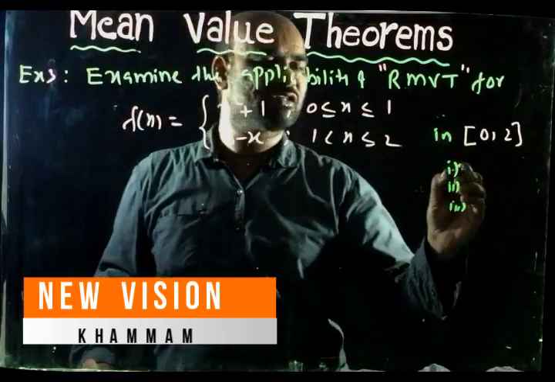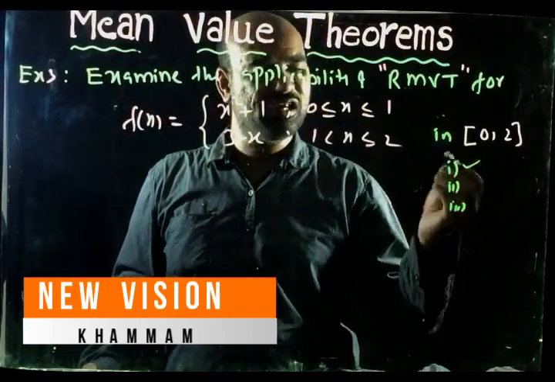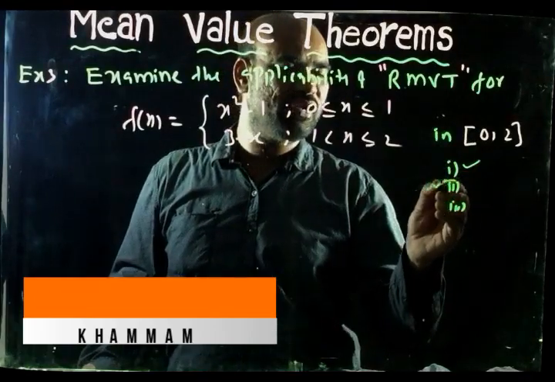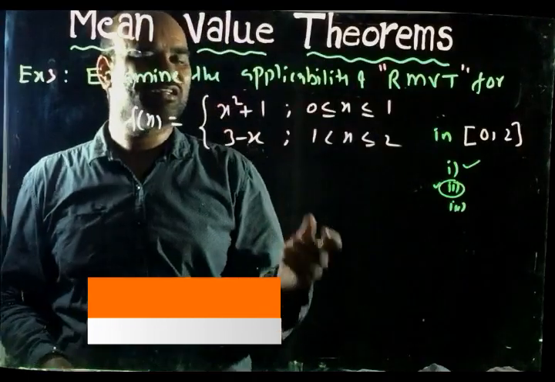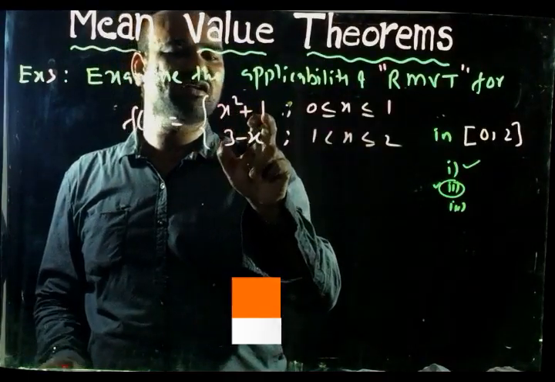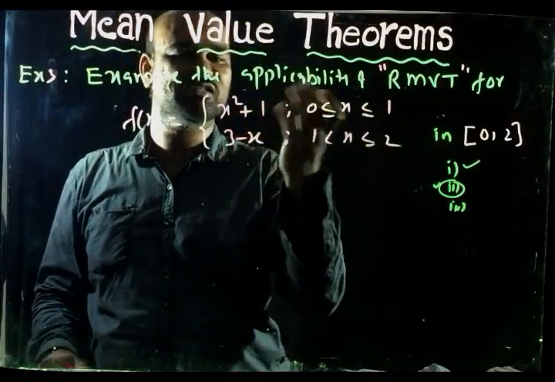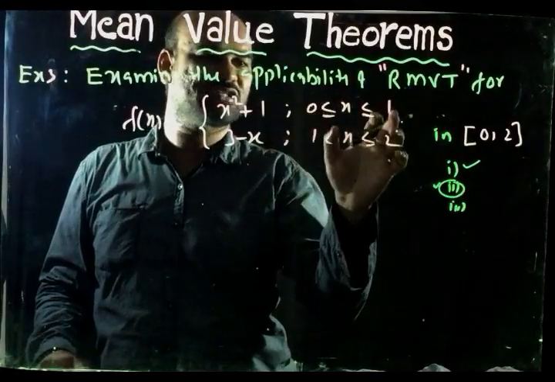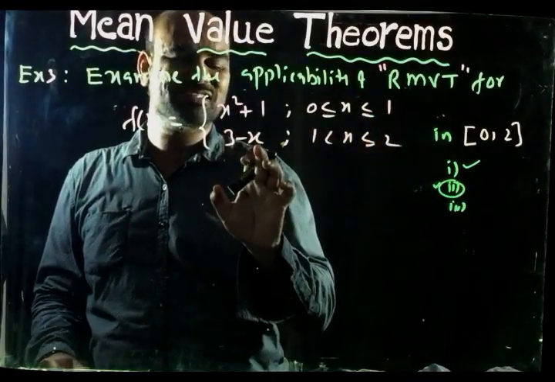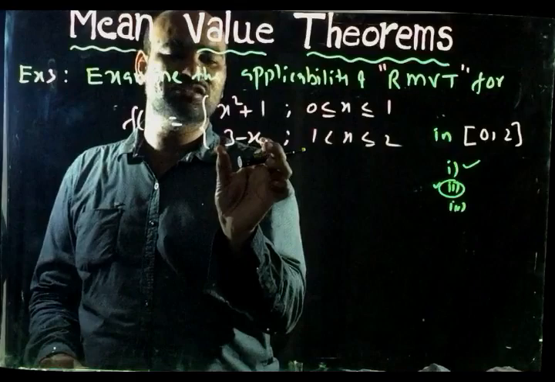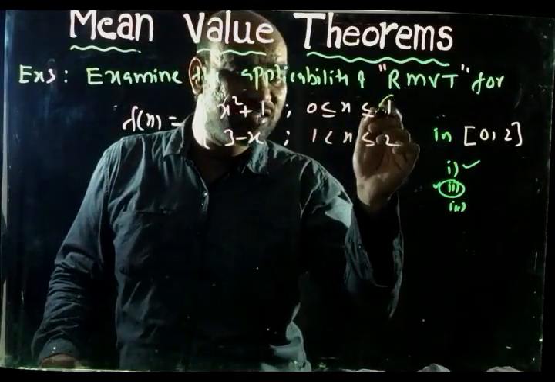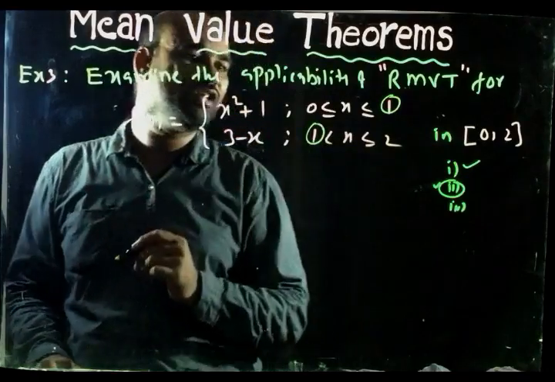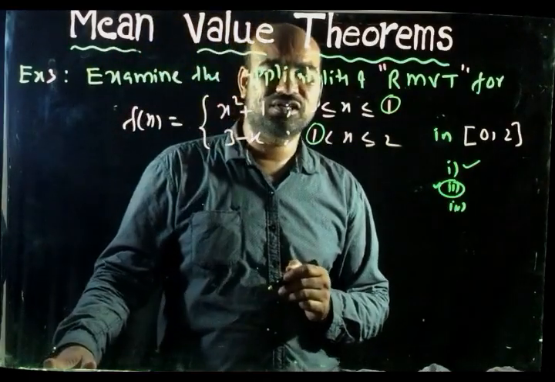Now I am checking the first condition and the second and third conditions. First of all, I want to check condition 1, or directly you can check condition 2. If condition 2 is satisfied, condition 1 will automatically be satisfied. Here x square plus 1 is a polynomial function, always continuous. 3 minus x is also a polynomial function, also continuous. Especially in this interval it is continuous, but the important thing is that at this turning point we need to check the continuity.